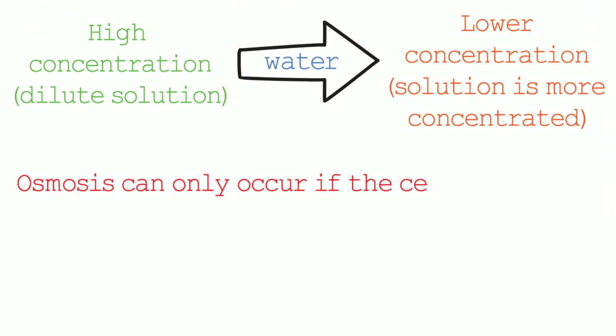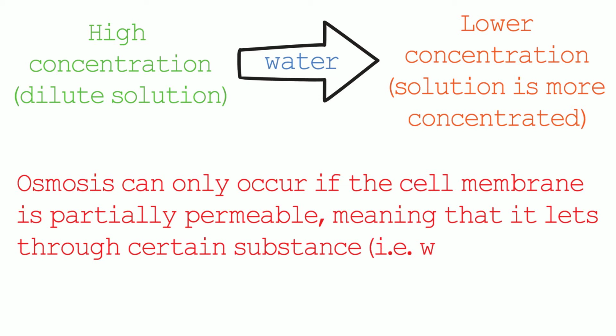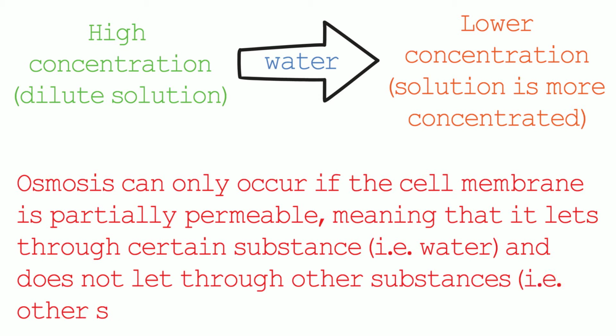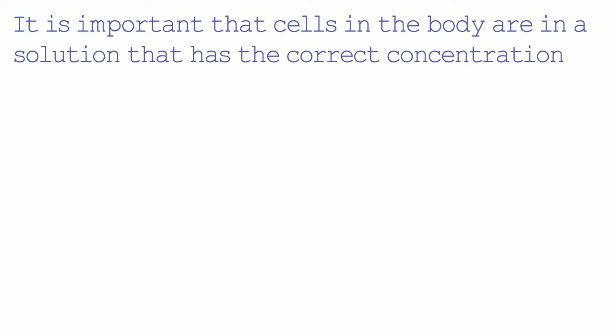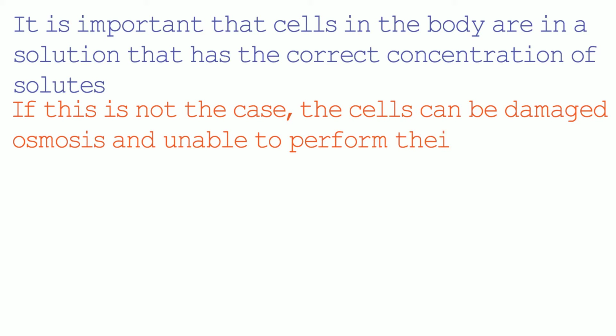Osmosis can only occur if the cell membrane is partially permeable. Partially permeable means that it lets through certain substances, such as water, and doesn't let through other substances, such as the solutes. Osmosis is important in moving water from cell to cell and from blood to tissue. It is important that the cells in the body are in a solution that has the correct concentration of solutes. If this is not the case, the cells can be damaged by osmosis and unable to perform their intended function.